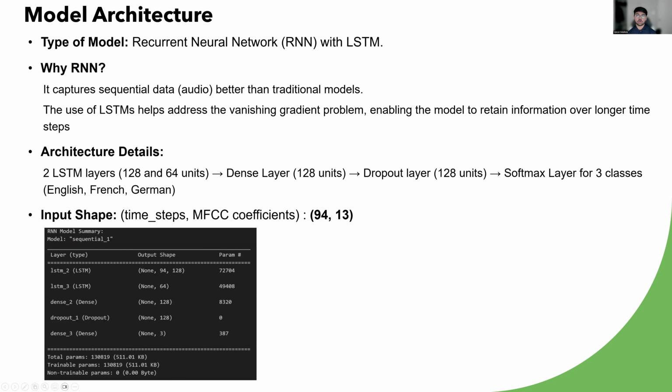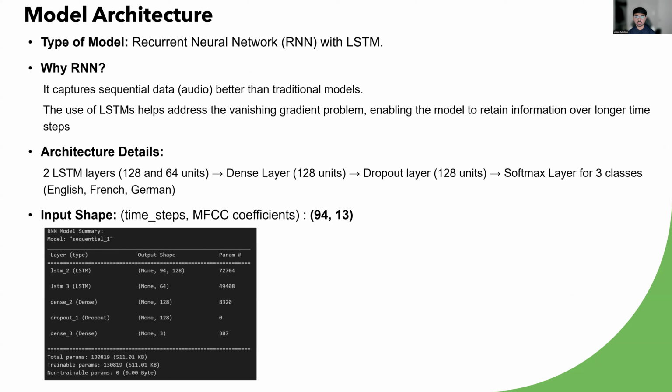Moving on to the architecture of my neural network, as I've told before, I have used a recurrent neural network, which is RNN in this case. Now, why have I used RNN? Because it captures sequential data, in this case audio, better than traditional models. In the RNN, I have used LSTMs, which help address the vanishing gradient problem, enabling the model to retain information over longer time steps. The main architecture here is that I have used 2 LSTM layers.